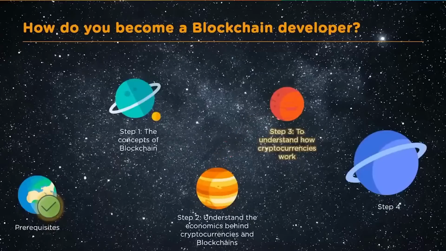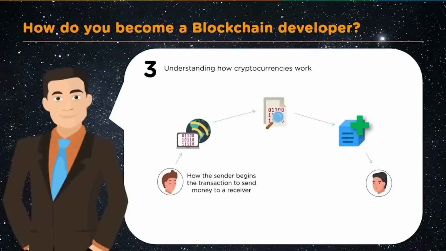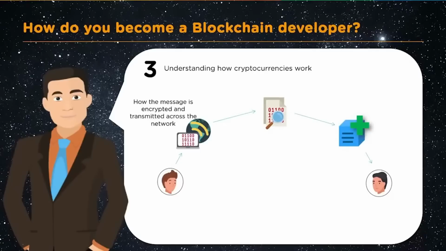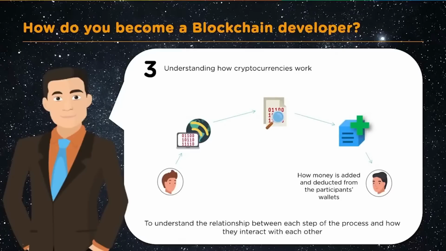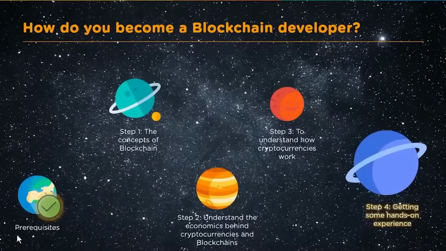Step 3 is to understand how cryptocurrencies work. With cryptocurrencies, there's a whole number of steps before a process is complete. You need to understand how each and every step works. For example, first, how a sender begins the transaction to send money to the receiver, how the message is encrypted and transmitted across the network, how miners are able to verify that transaction, how the block is added to the blockchain, how money is deducted from each of the participants' wallets. You need to understand the relationship between each and every step of the process and how they interact with each other.